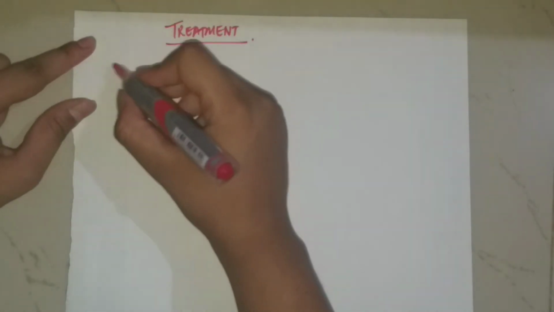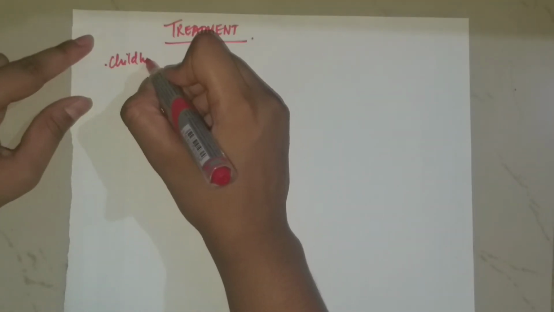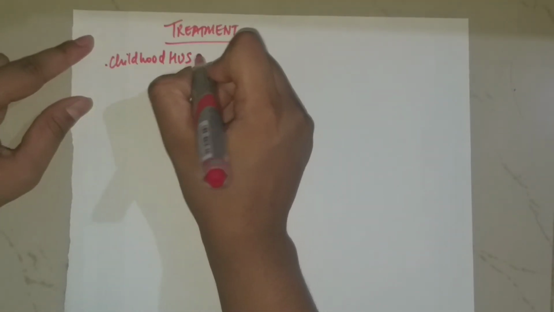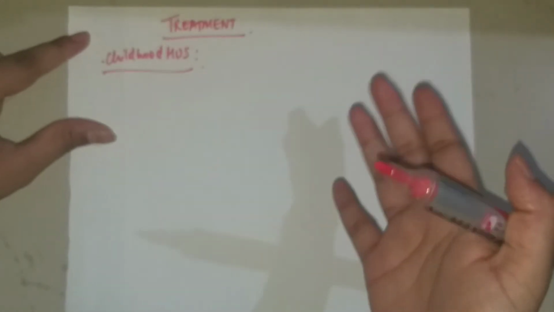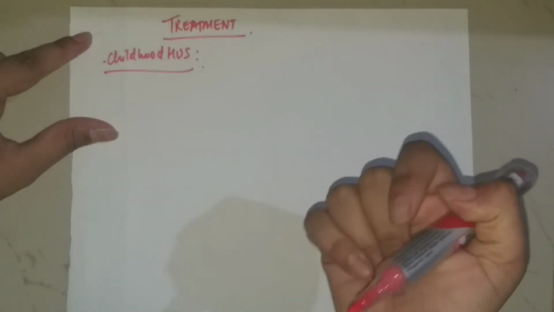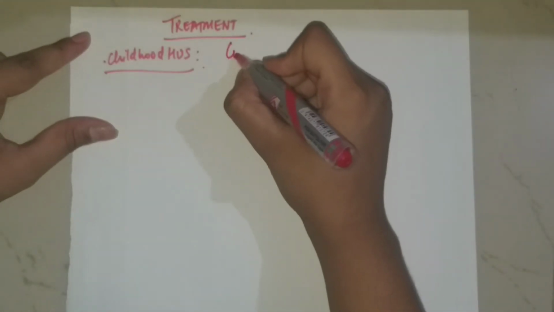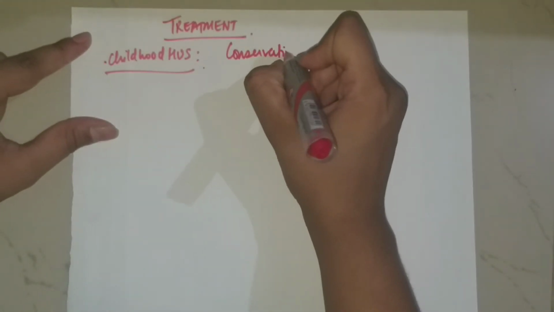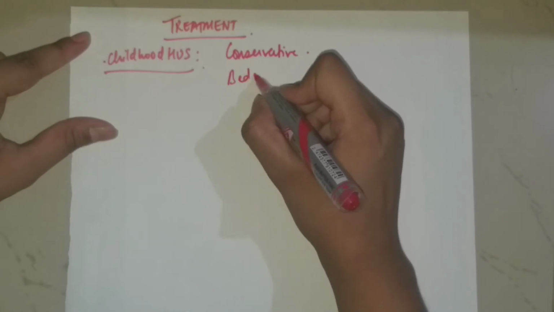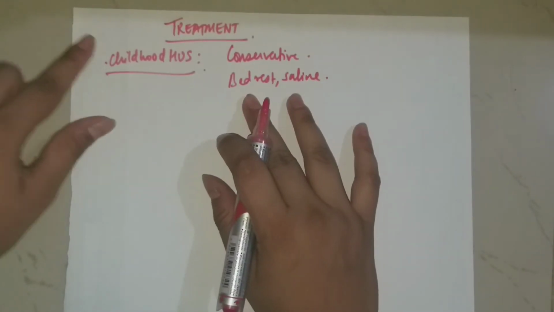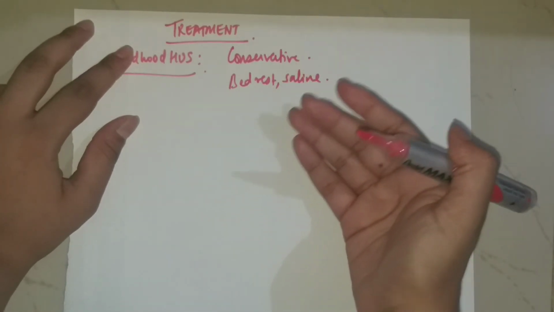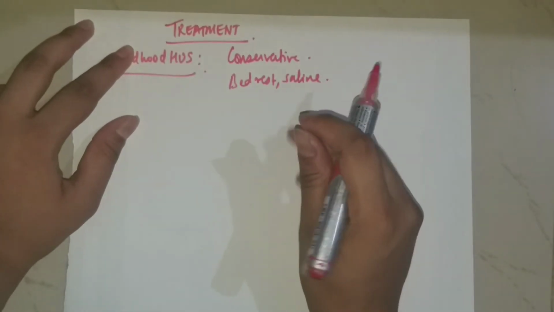Now, especially for childhood HUS, childhood HUS is caused by a single episode of infection in which the toxin binds and causes endothelial injury and all that. So in childhood HUS, actually nothing much needs to be done. There's conservative management mainly. Bed rest, saline should be given, of course, because there is a kidney injury, so saline must be given.